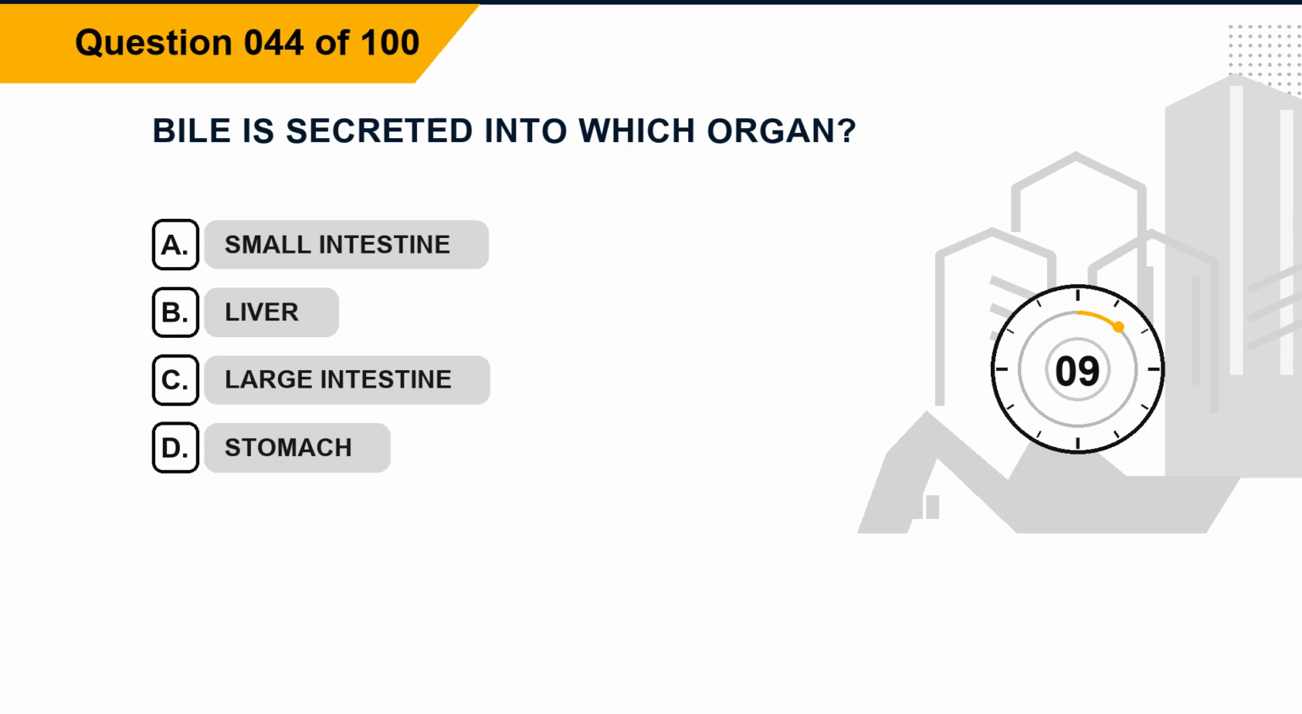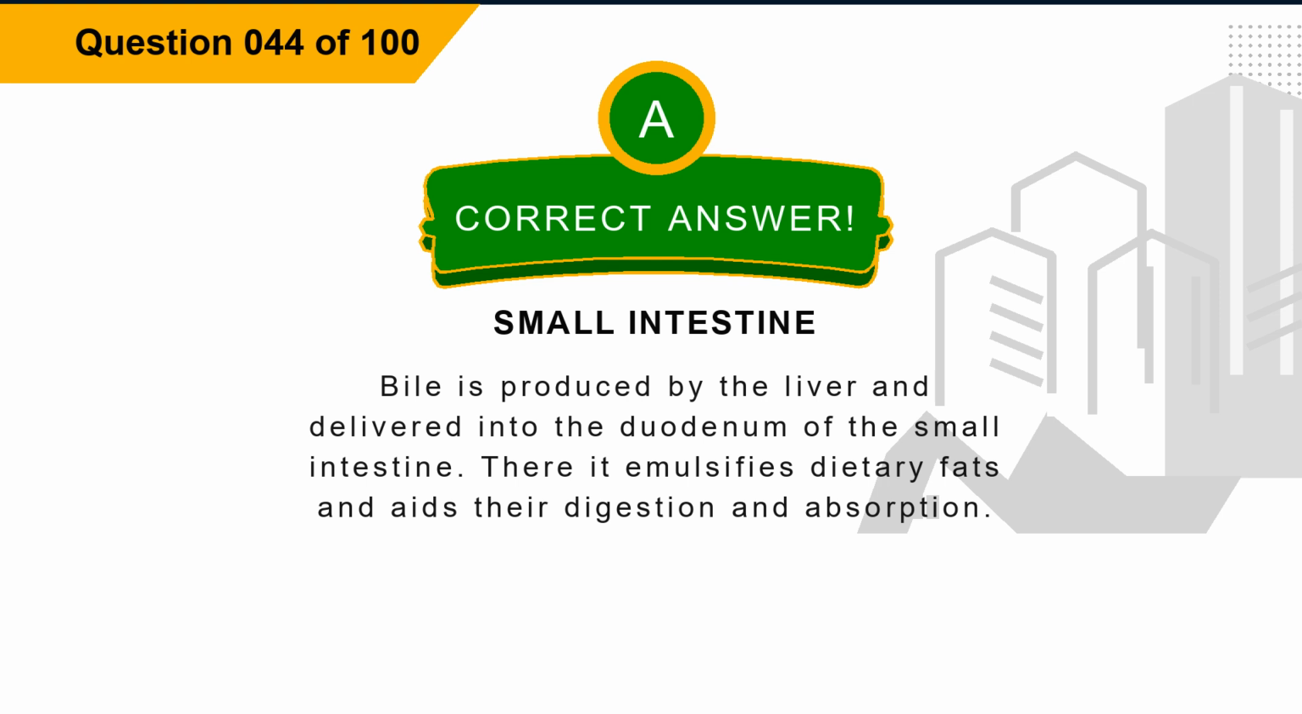Question 44. Bile is secreted into which organ? Option A, small intestine. Option B, liver. Option C, large intestine. Option D, stomach. The correct answer is option A, small intestine. Explanation. Bile is produced by the liver and delivered into the duodenum of the small intestine. There it emulsifies dietary fats and aids their digestion and absorption.